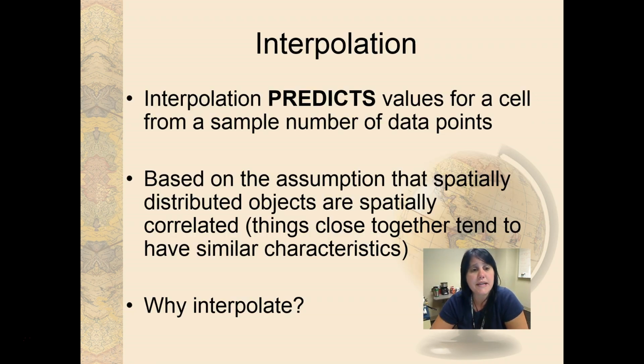So interpolation predicts values for a cell from a sample of data points, and it's based on the assumption that things that are located spatially closer together are more similar than they are if they're further apart from one another. This is essentially the concept of spatial autocorrelation, and this is a geographic concept as well as one in GIS, and spatial autocorrelation essentially says that objects located closely to one another tend to be more similar to each other than items located further apart.